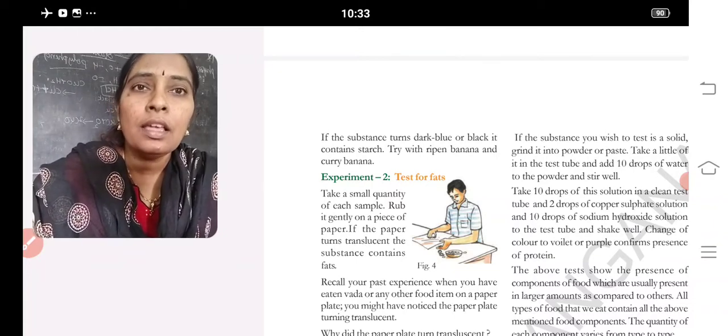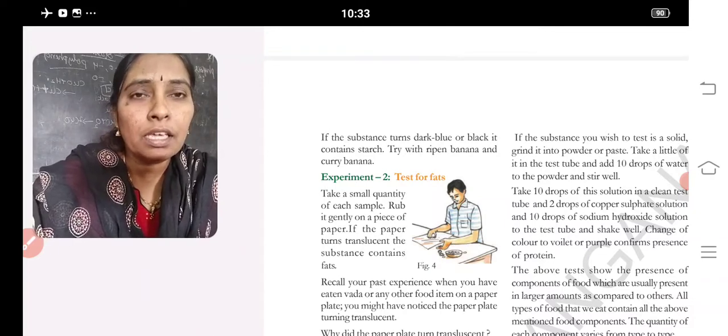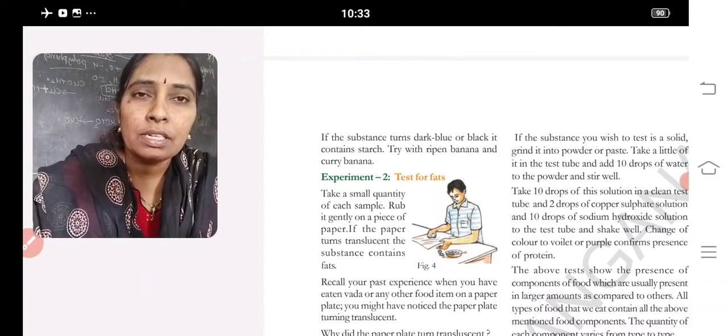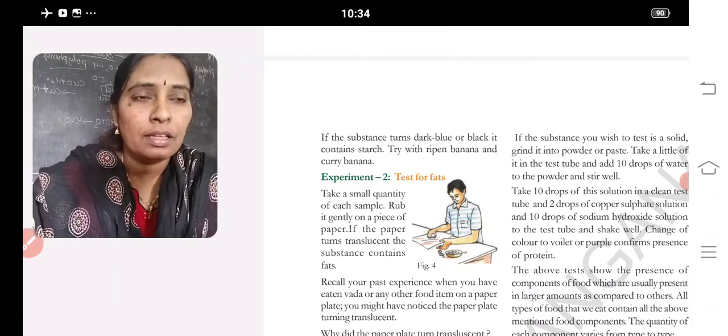Once again, how will you test the presence of fat? Take any food item, wrap it in a paper and rub it gently. When you rub it gently, what happens? If the paper turns oily or translucent, this shows that the fat component is present in that particular food item.